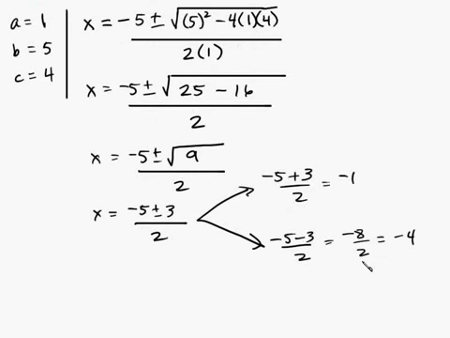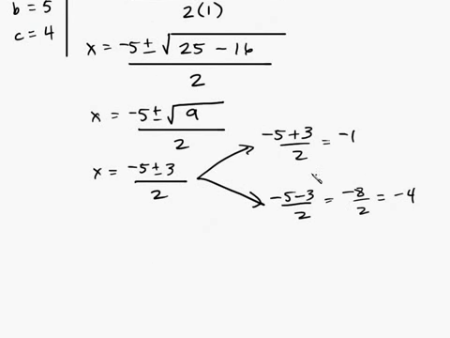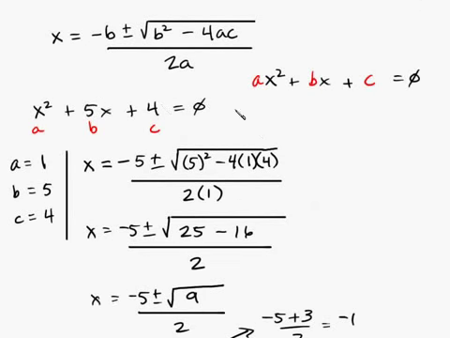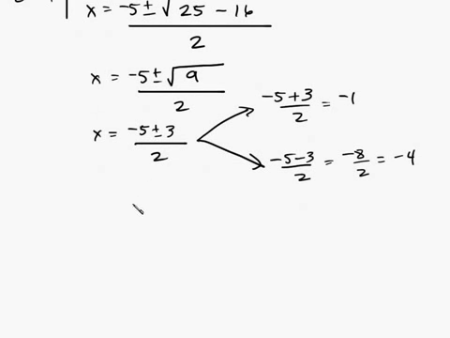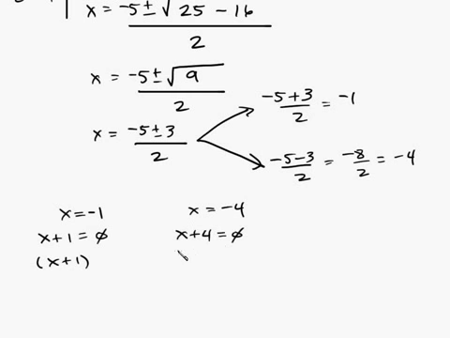Okay, so the way to check our answer is this. You can plug these into the original equation up here, and you should get a 0. Or another way is you can say, well, if x is equal to negative 1, and if x is equal to negative 4, then just move everything over to the other side. So in this case, if I add 1 on both sides, I get x plus 1 is equal to 0. So that means my binomial is x plus 1. And if I add 4 to both sides, I get x plus 4 is equal to 0, and this is my binomial x plus 4.